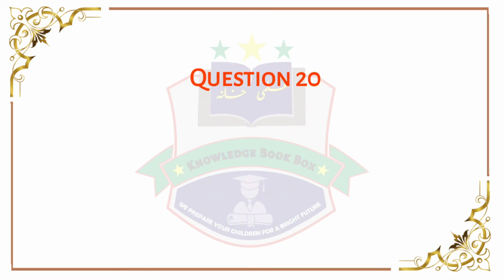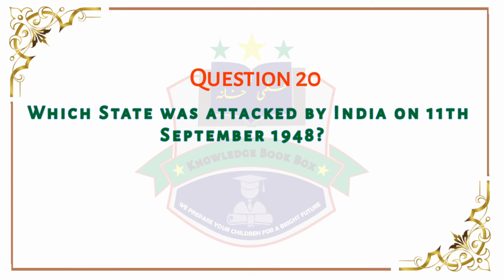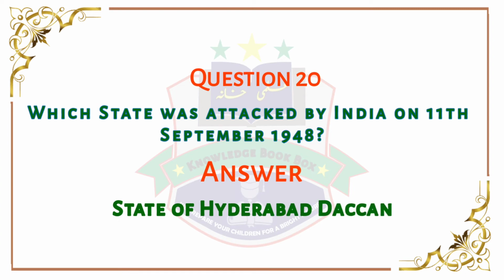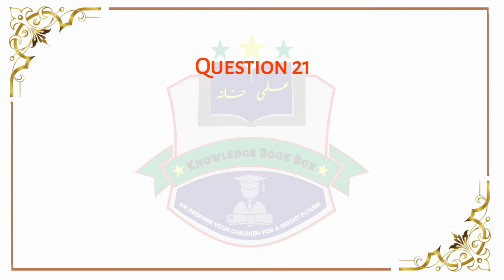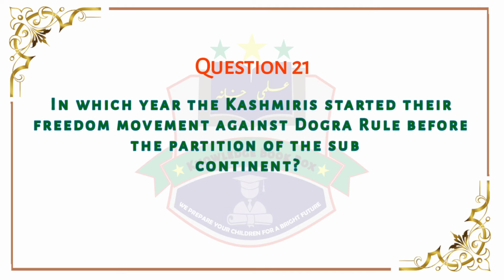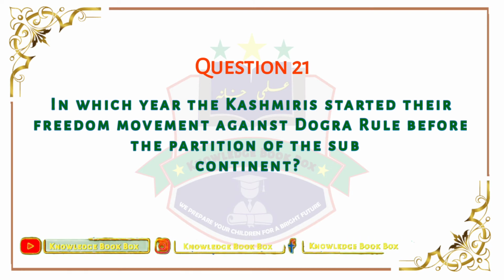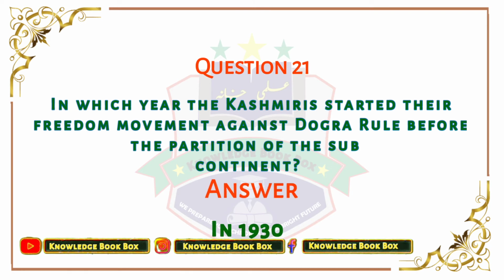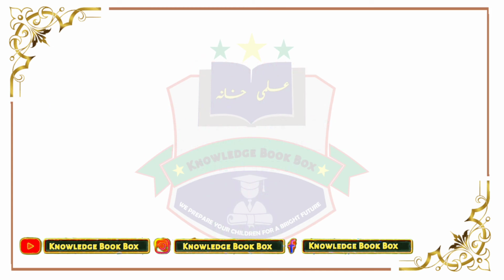Question number 20. Which state was attacked by India on the 11th of September 1948? Answer: State of Hyderabad, Deccan. Question number 21. In which year did the Kashmiris start their freedom movement against Dogra rule before the partition of the subcontinent? Answer: in 1930.